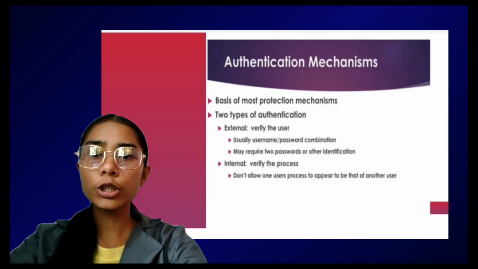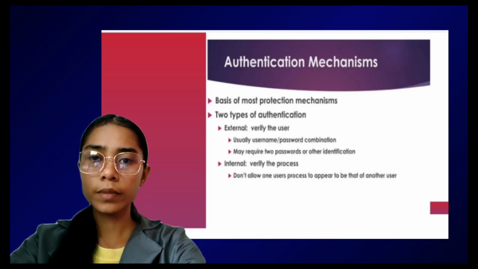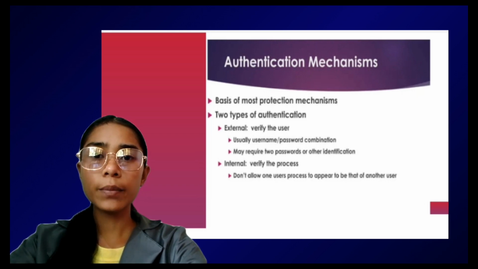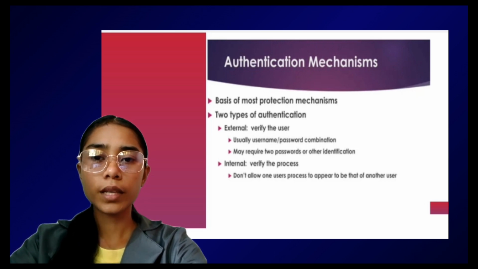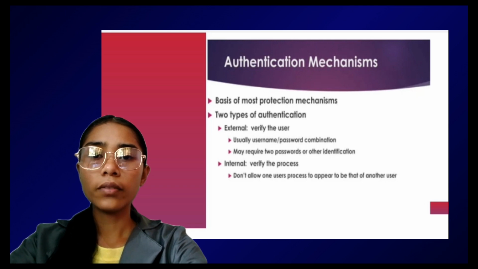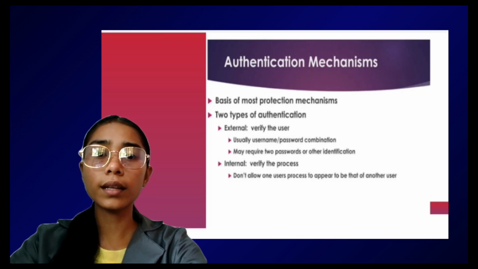Authentication mechanism. It is the basis of most protection mechanisms. There are two types of authentication. External: verify the user, usually with a username and password combination, and may require two passwords or other identification. Internal: verify the process. Don't allow one user's process to appear to be that of another user.